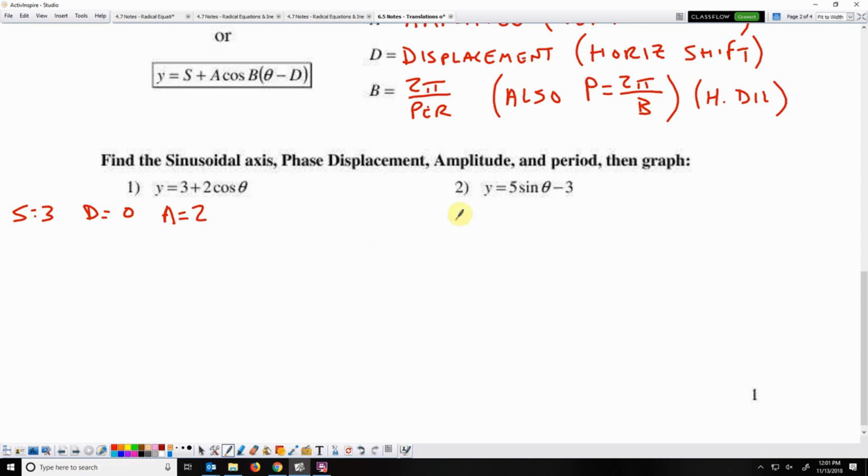And we also need to know the period. We can get that from B. B is right after the word sine or cosine. B is 1, which means the period is 2 pi over 1, or 2 pi. So when we sketch this graph, the sinusoidal axis is going to be at 3.